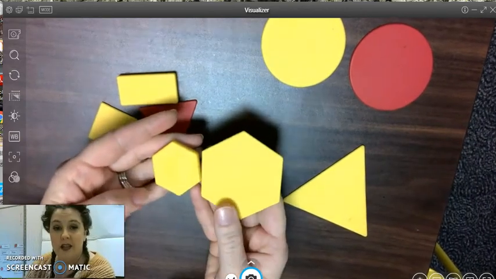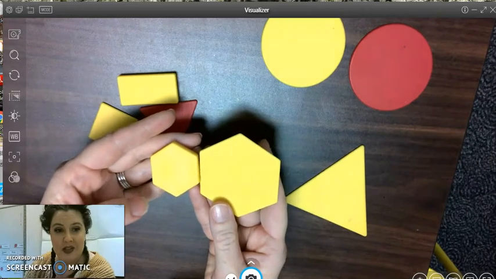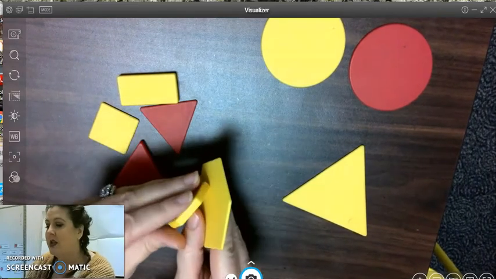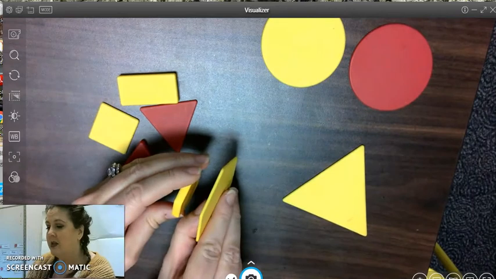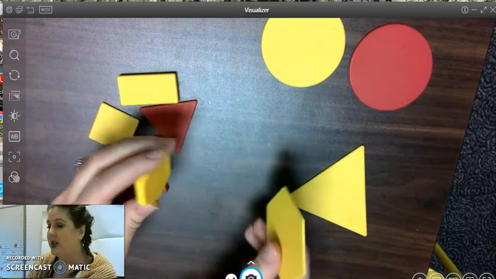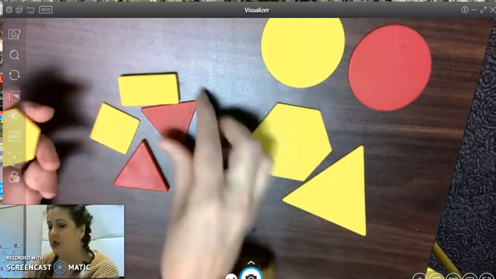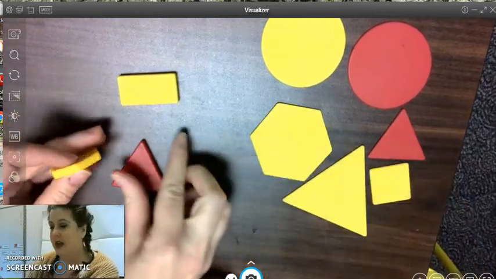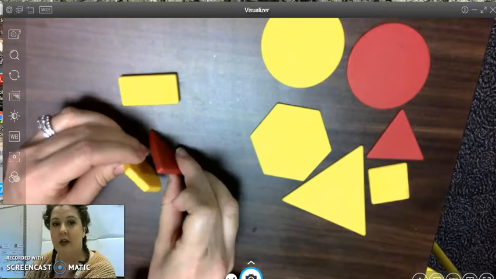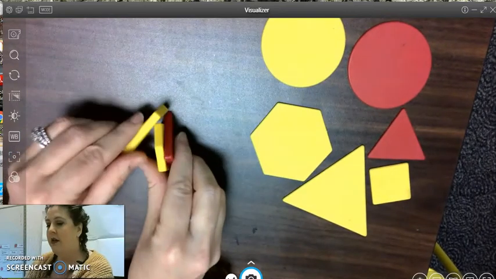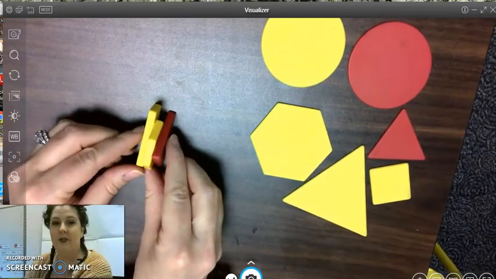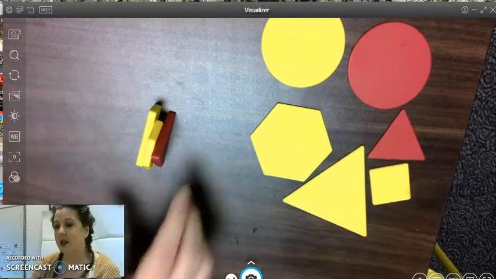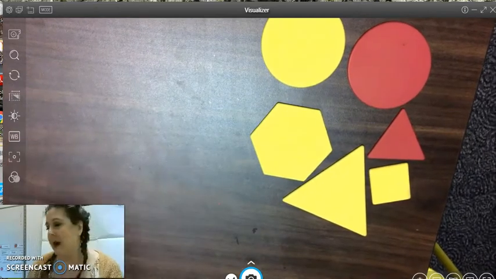These two happen to be the same color, yellow, the same shape, hexagon, but they are different because one is fat and one is thin. So I could also sort my shapes by my flat shapes and my thicker shapes. I could put all my thick shapes together and put all my flat shapes together. So there's lots of ways to think about it.